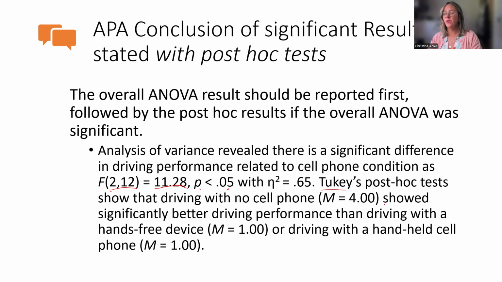But because it's significant, now we need to talk about where it's significant according to Tukey post hoc tests. So as you can see, Tukey post hoc tests show that driving with no cell phone showed significantly better driving performance than driving with a hands-free device or driving with a handheld cell phone. So here's how the overall APA results are reported with ANOVA. It's lengthy when you get significance, and it's definitely extra lengthy if there's more than 3 conditions. But I'm making your life easy by having equal sample sizes across those conditions. So you only have to worry about dealing with Tukey post hoc tests alone.